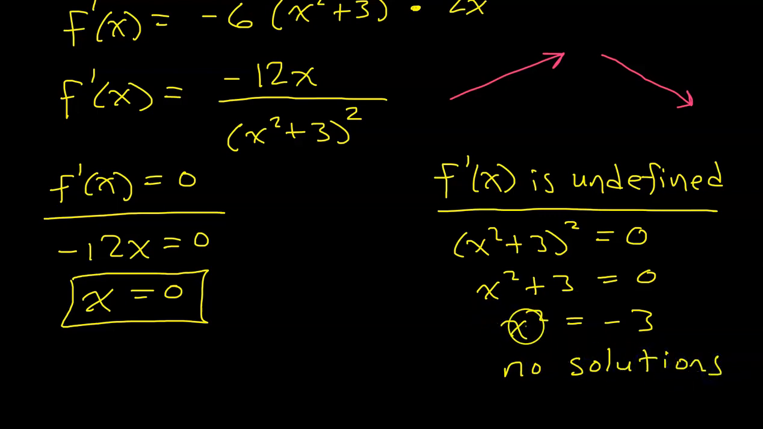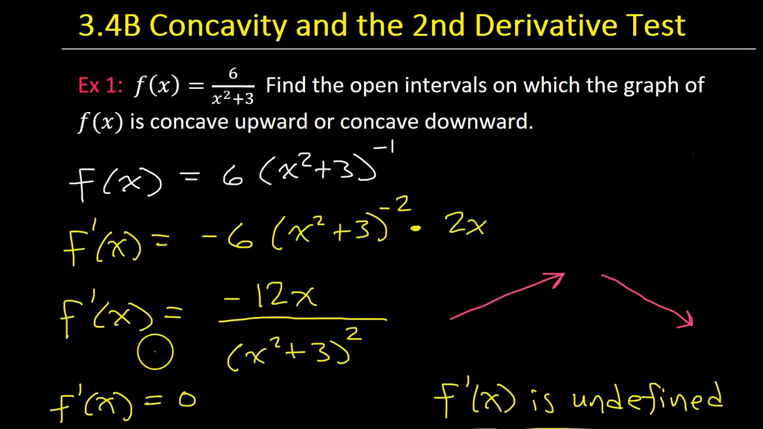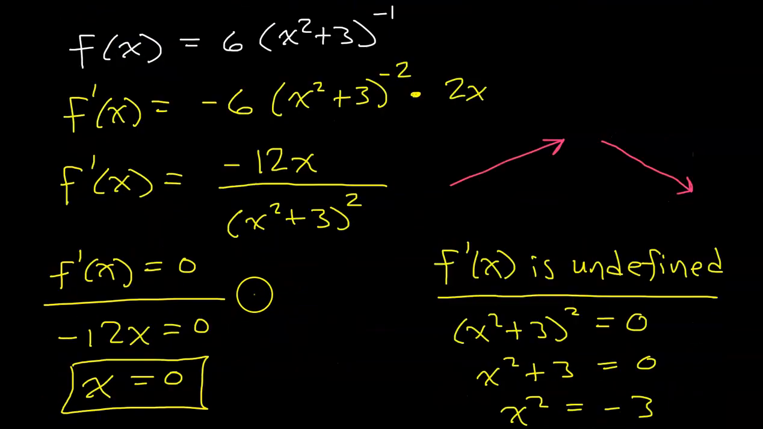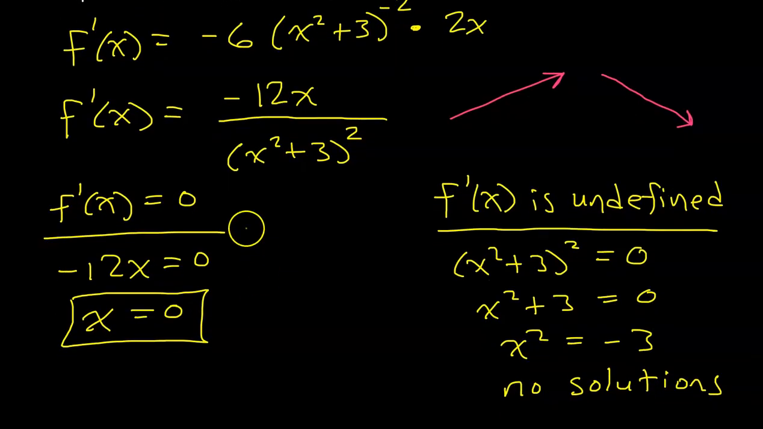You can't square something and get a negative number out of it. Or I guess you could say if we tried to take the square root of both sides, we get imaginary numbers. So there are no real solutions here. So x equals 0 is our only critical number. But like I said, we didn't even really need that for the concavity question. So let's move on to the second derivative.